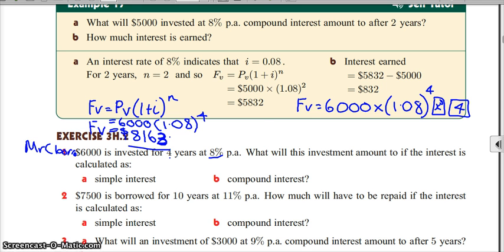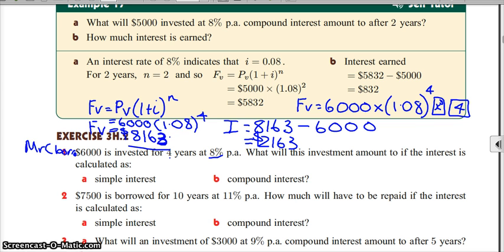Now, what does that $8,163 make up? It makes up interest of $2,163 plus the original $6,000 that I borrowed. So is the answer 2,163 or is it 8,000? Well, it depends what the question is asking. If it's asking what this investment will amount to, then it'll amount to $8,163. You don't round it off. If they're asking you what will it amount to, it'll amount to 8,163.